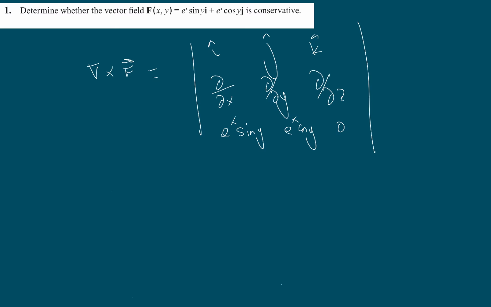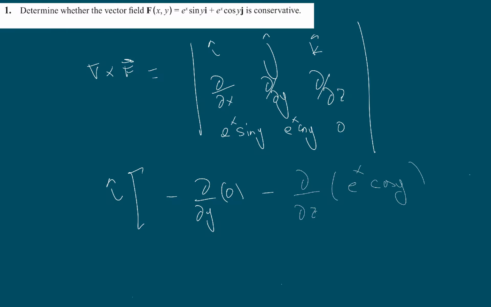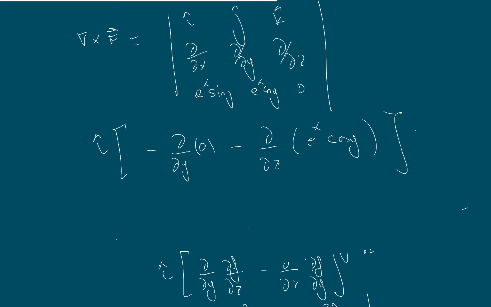What is the component i? The component i is the partial derivative with respect to y of 0, minus the partial derivative with respect to z of e to the x cosine of y. Because e to the x cosine of y doesn't depend on z, this is 0. So the i component is 0.